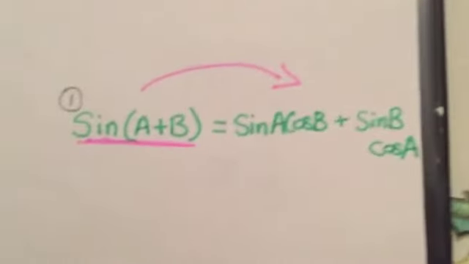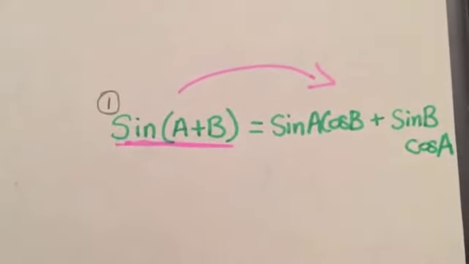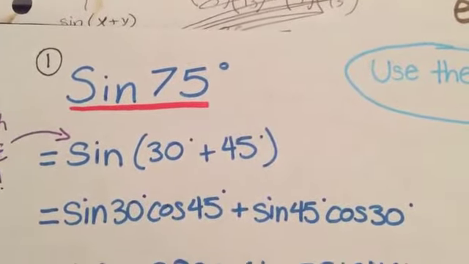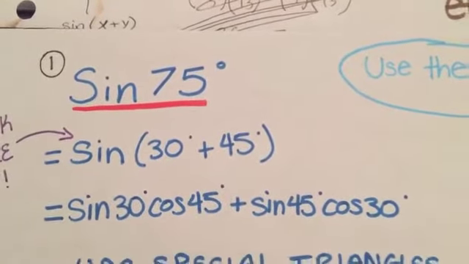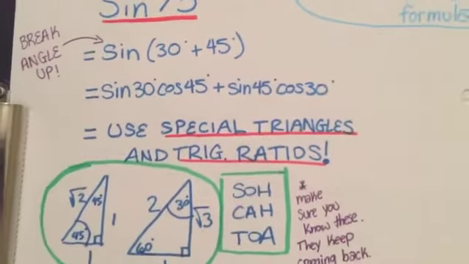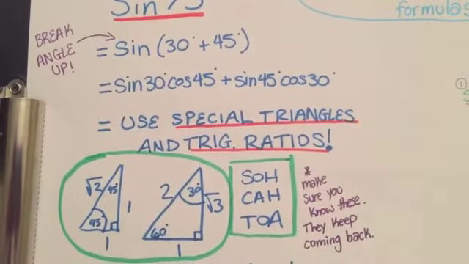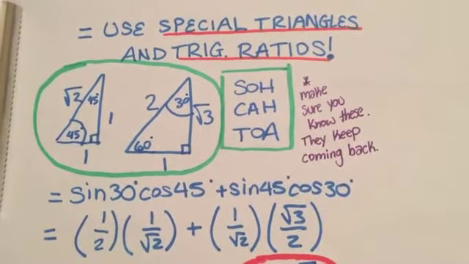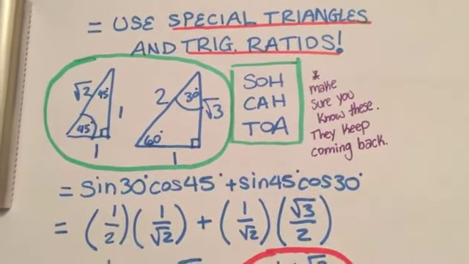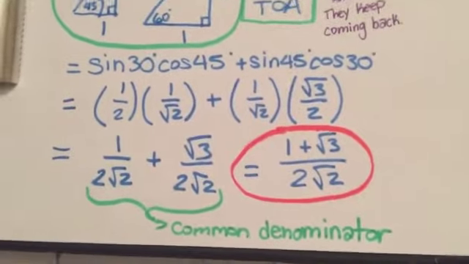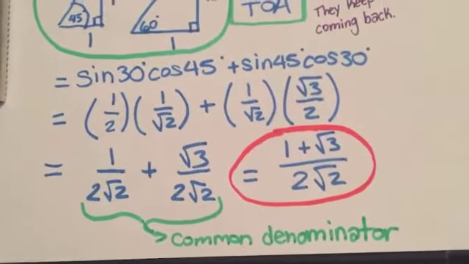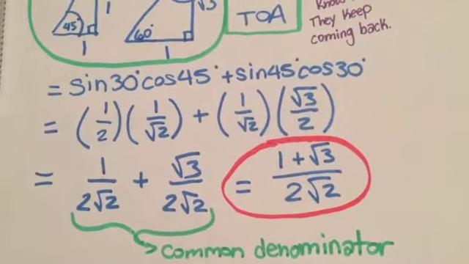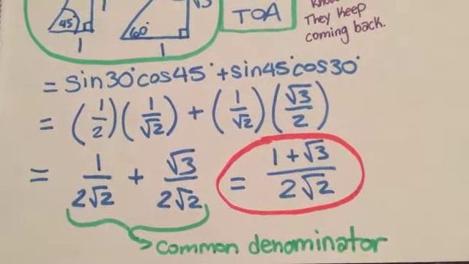This looks like the left side of our first compound angle formula, so let's expand it. We're going to get sine 30 degrees times cos 45 degrees plus sine 45 degrees times cos 30 degrees. Now, if we look at our special triangles, we know all of the values because of our trig ratios, so let's plug them in. We're going to get 1 over 2 times 1 over root 2 plus 1 over root 2 times root 3 over 2. We multiply out these fractions and add them together to give us 1 plus root 3 over 2 root 2, which is our final answer. If the question asks to leave answers exact, don't do decimals, just leave it the way it is.